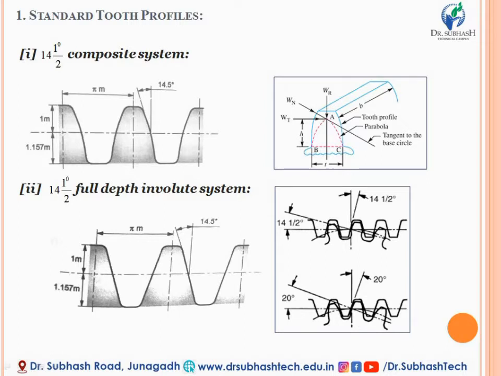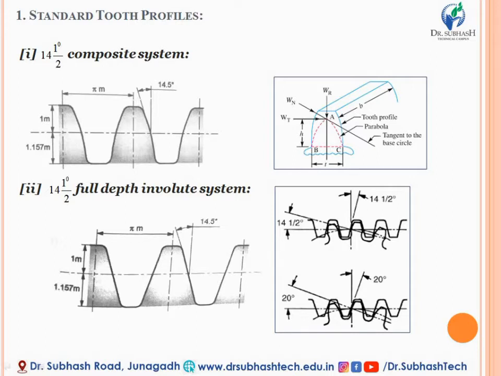Secondly, the straight portion corresponds to the involute profile and the circular arc portion corresponds to the cycloidal profile. So this is actually a combination of involute and cycloidal profile, and generally this type of profiled gear is widely used for general purpose gears.